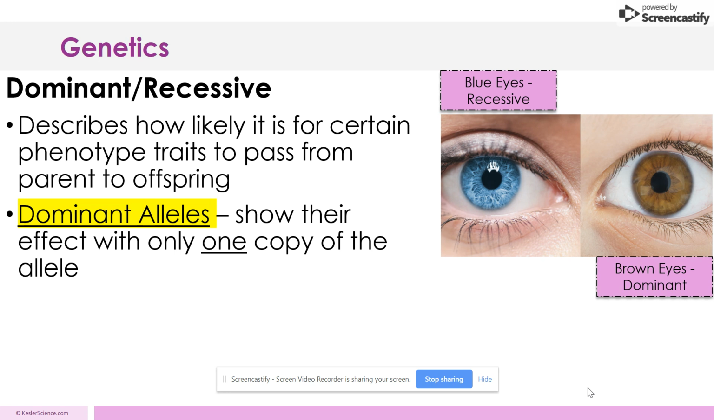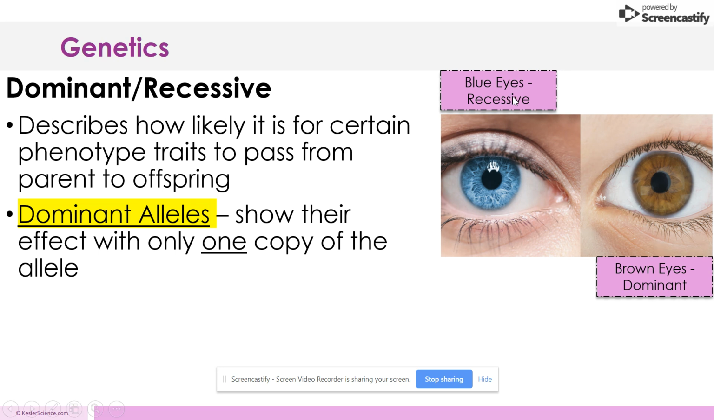Dominant alleles. If you don't have this in your glossary already, please go ahead and add it. Dominant alleles show their effect with only one copy of the allele. So, like I started to say in part one, before I got cut off, I do apologize about that. Let's say we have these two people here, our parents, right? And let's say that they're going to have an offspring, they're going to have a baby, and we want to know what color eyes that child will most likely have.